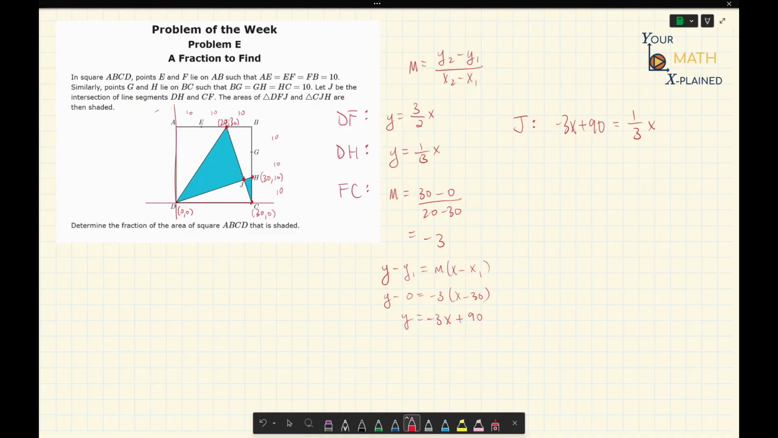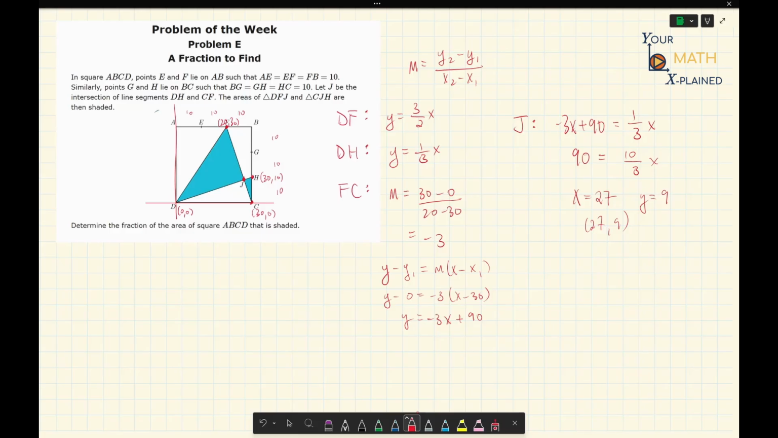So we can do a little bit of solving here. We'll get 90 is equal to, so when I add 3x to the other side, I'll get 10 over 3x. And then times 3 divided by 10 will give us x is equal to 27. And if I have the x value, I can put it back into one of those original ones. So I'll put it into this one. That's an easy calculation. Y will be equal to 9. So we've got the coordinate of 27, 9.